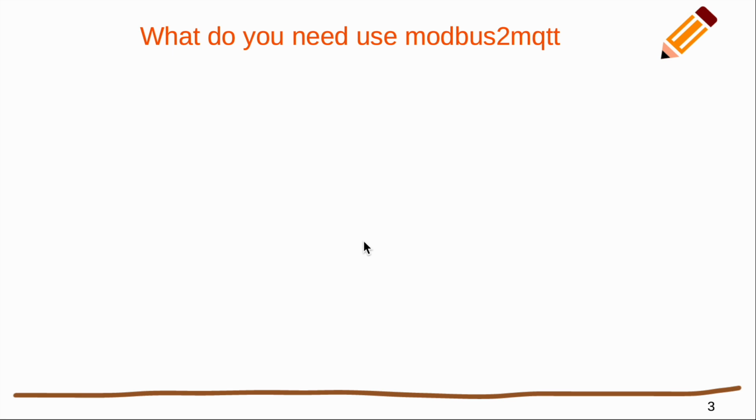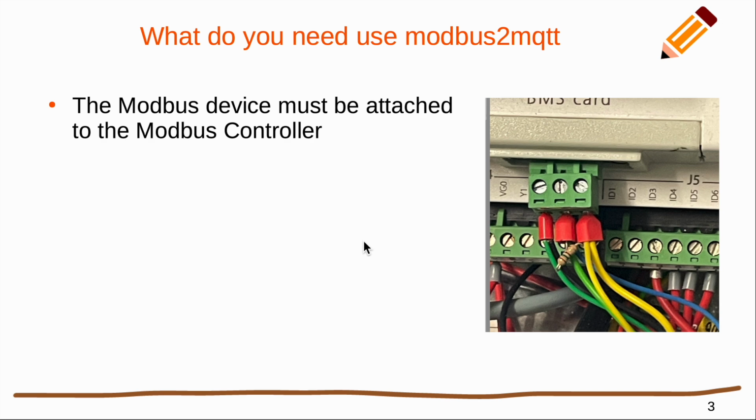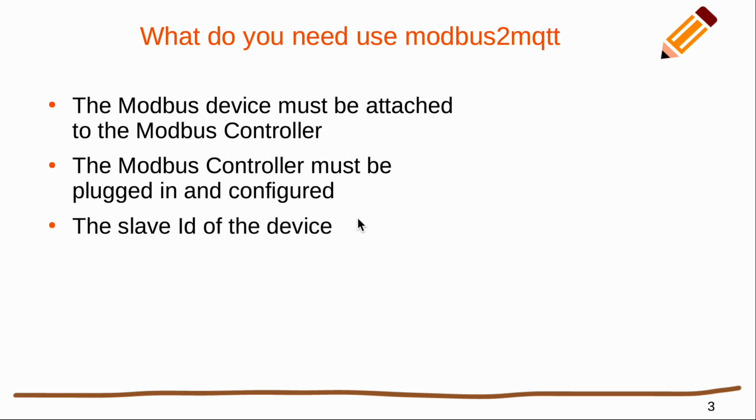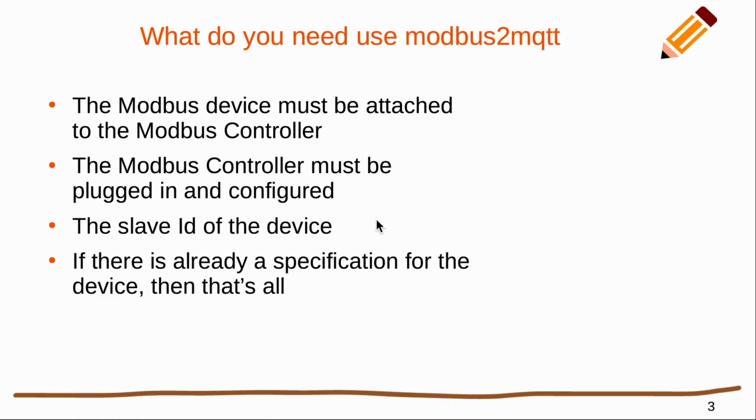What do you need to use Modbus2mqtt? First of all, the Modbus device must be attached to the Modbus controller. Next, the Modbus controller must be plugged in and configured. That's the hardware side. You need to know the slave ID of the device. In my case, it's 3. It can be configured in most of the devices. If there's already a specification for the device, then that's all.